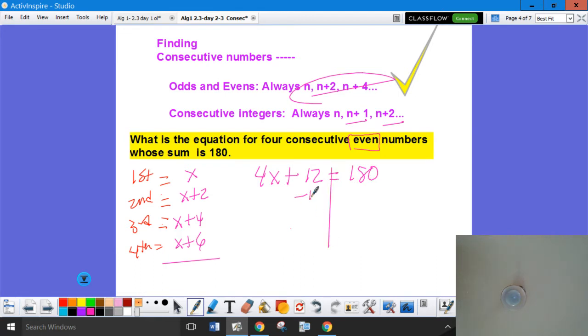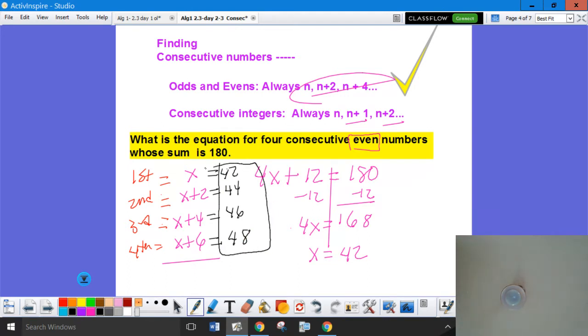So let's go ahead and solve this. Minus 12. So 4x equals 168, and 168 divided by 4 is 42. So my first answer is 42. Now remember, I need 4 answers, so I have to keep going. 42 plus 2, 44. 42 plus 4, 46. 42 plus 6 is 48. So there are my 4 answers. Hopefully you got those right.